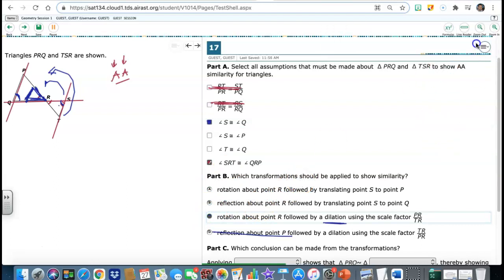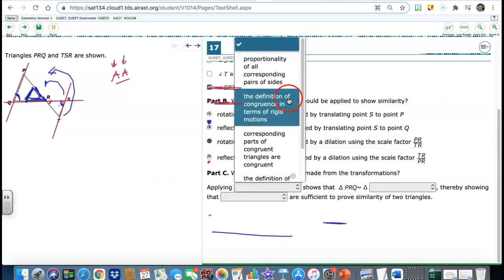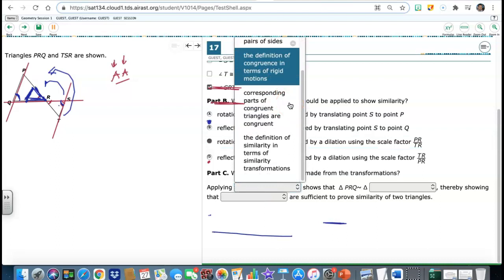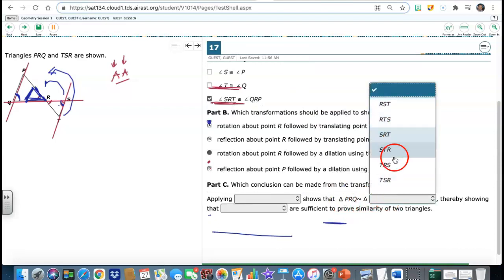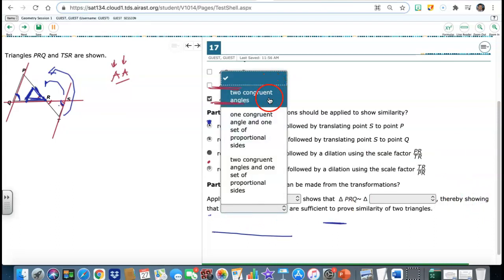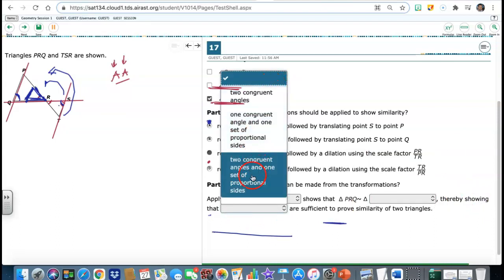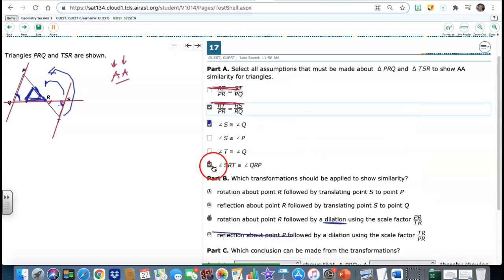Now that's the conclusion. So my last question is the conclusion. Which conclusion can we make from the transformations? Applying one of these shows the triangle PRQ similar. So I'm showing that those two triangles are similar. They need to have the same order of the letters. I'll choose that in a minute. Thereby showing that two congruent angles, and one set of proportional sides. Okay, excellent. I understand.